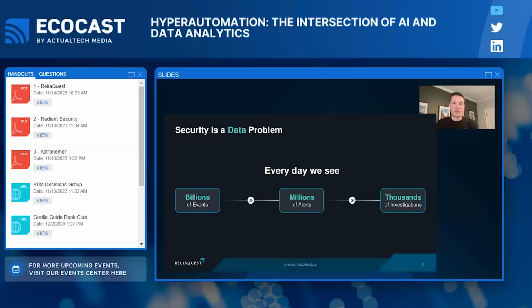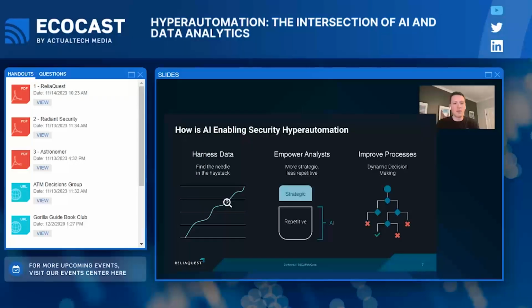In fact, we often help customers gain visibility by cutting through the noise and helping them focus on what matters most. As you can see here, every day we're analyzing billions of events, millions of alerts, and ultimately distilling that down into thousands of investigations, which we action on our customers' behalf. But in order to do this effectively, we need to rely on data analytics and hyperautomation to help us deliver on these outcomes. So let's see now how AI is enabling security hyperautomation.